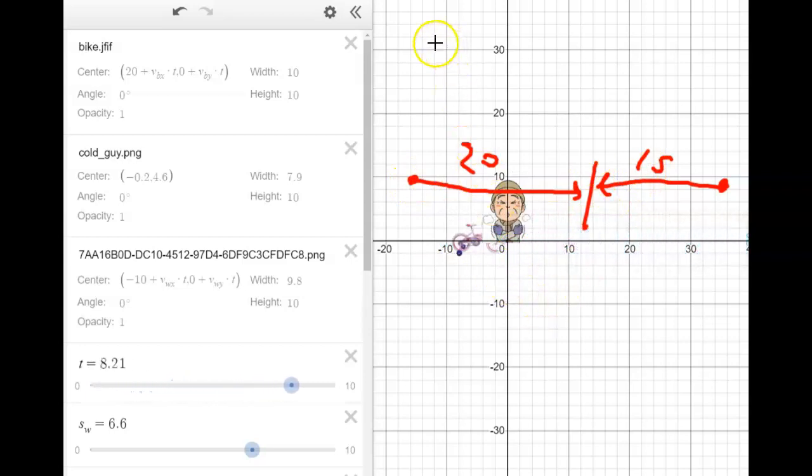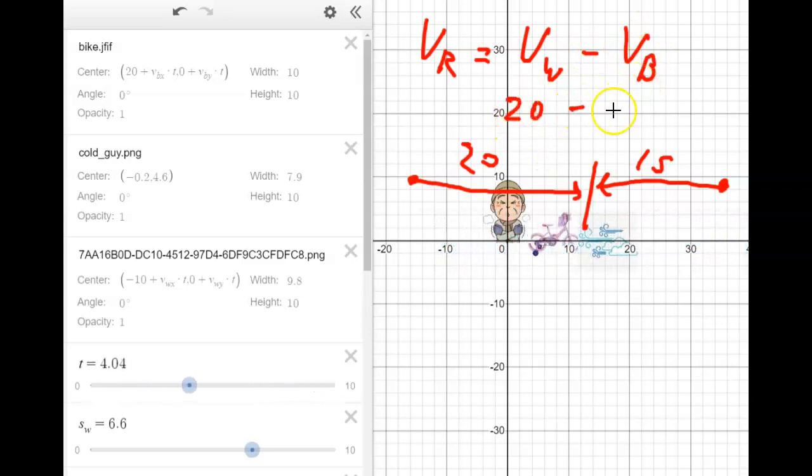And again here, if we do the math, the relative wind velocity is going to be equal to the velocity of the wind minus the velocity of the bike. And here I got 20 minus, but in this case here, it would be a -15 because it's going to the left.